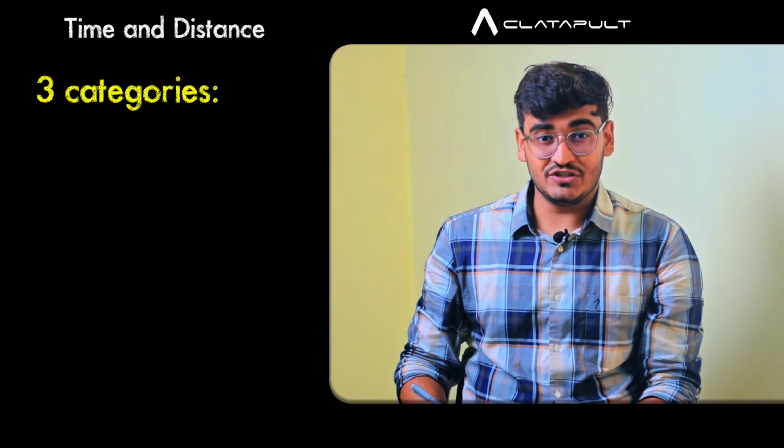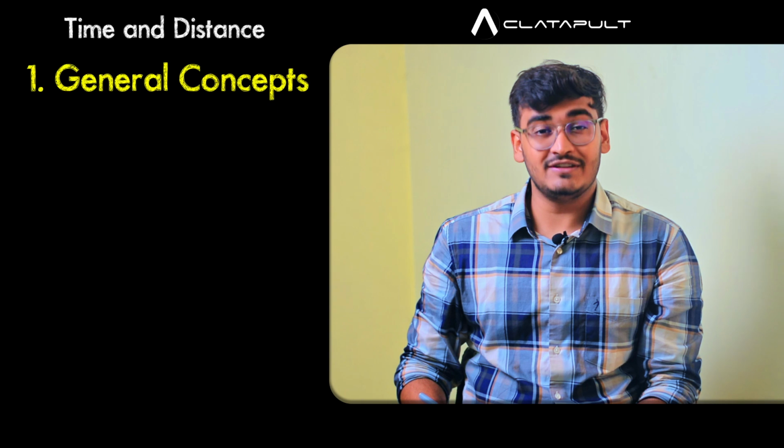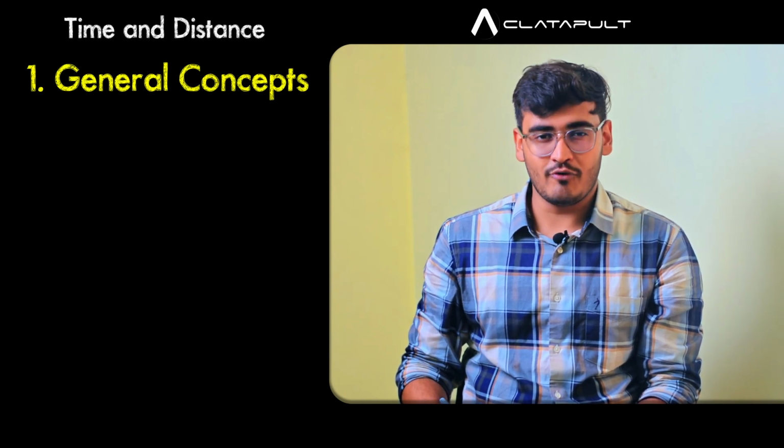Now this chapter of time and distance would be subdivided into three categories, which is general concepts, problems on trains and boats and streams. So let's start with the general concepts first. In the general concepts, we would be discussing four different things.